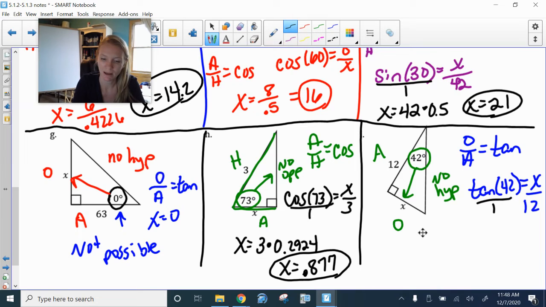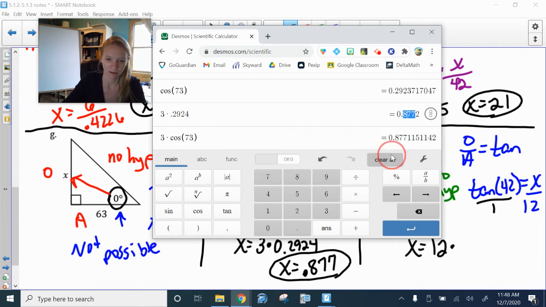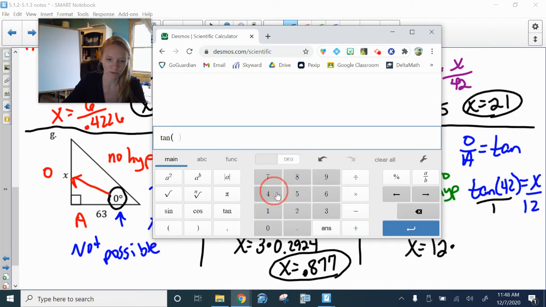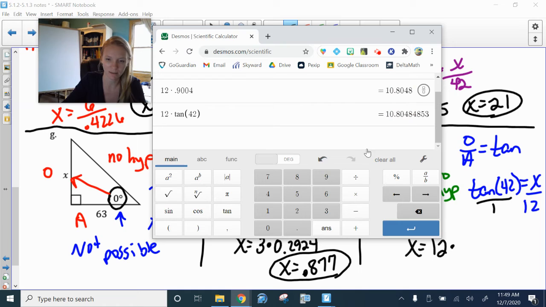We'll cross multiply. So really I'm doing 12 times the tangent of 42, or 12 times whatever the decimal is for tangent of 42. So 0.9004. So I could do 12 times 0.9004. The more decimals you have, the more precise it's going to be. Or I could do 12 times the tangent of 42, which still gives me 10.8.